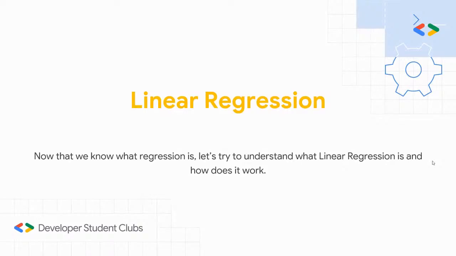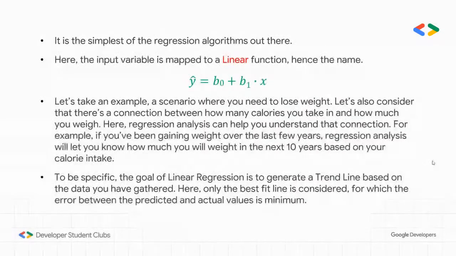Now, what exactly is linear regression? Linear regression is the simplest of the regression algorithms out there. Here, the f of x will be a simple linear function. For example, y hat will be equal to b0 plus b1 dot x, where b0 is a constant, and b1 is also a constant associated with x. Now, doesn't this equation look familiar? Obviously, it is the equation of a line where b0 represents the y-intercept and b1 represents the slope.